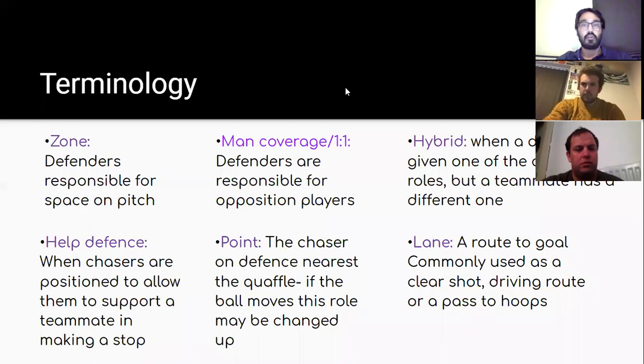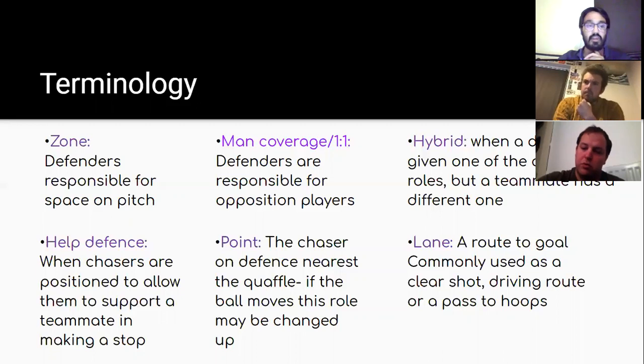So, same as last time, you've got on screen now the different terminology we're going to use today. We're going to focus now on the top three. We've got our zone, our man coverage, and hybrid defense. Zone, as we said last time, is when each player is responsible for an area of the pitch. Man coverage or one-to-one defense is when we are covering an individual player. And a hybrid, which is what we're going to look at today, is when we are covering both aspects at once.